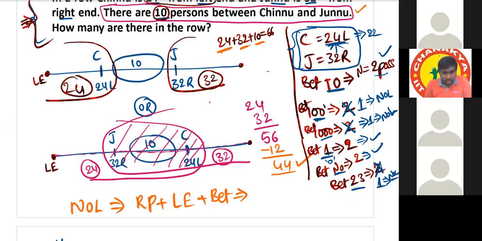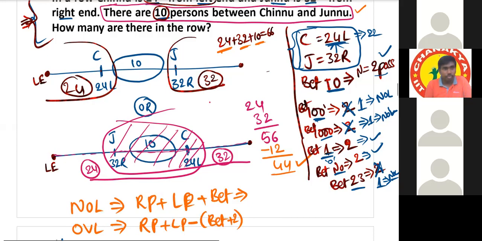In case of the overlap case, see here how to tell the answer: right position plus left position, minus we have to do. How much do we need to subtract? Between persons plus 2. Yes or no? This 24 is the left position. What is this 32? The right position. How much are we subtracting? 12. Why 12? Because the between persons is 10. That's why we are subtracting 12.